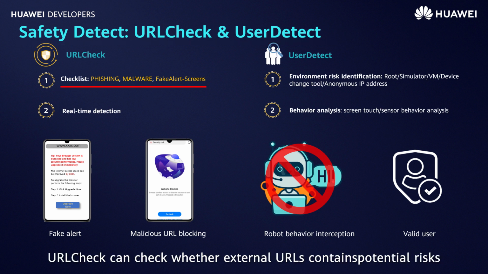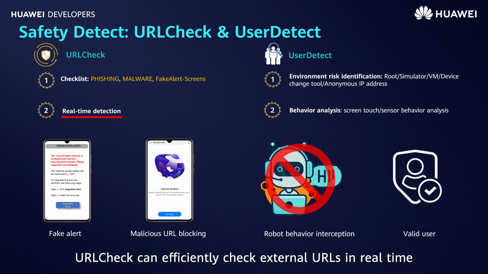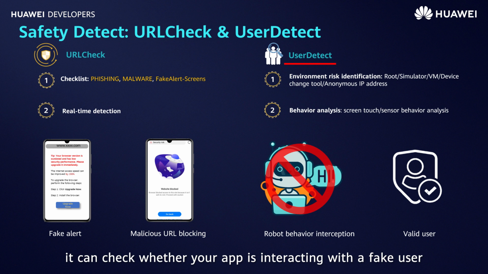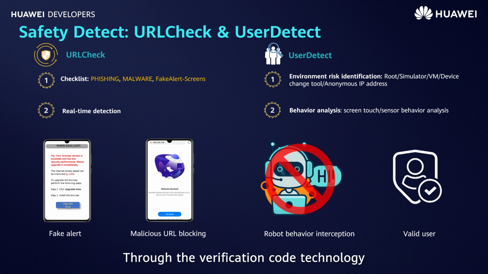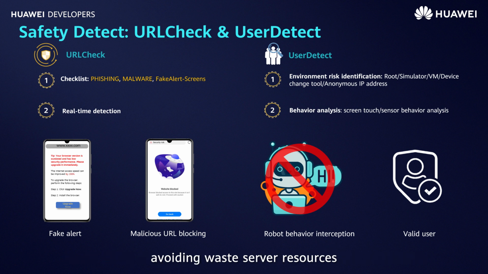URLCheck can check whether external URLs contain potential risks, such as malware threats and phishing threats. In addition, URLCheck can efficiently check external URLs in real time. As for UserDetect, it can check whether your app is interacting with a fake user. Through the verification code technology, it can easily differentiate robots and crawlers from real users, avoiding wasted server resources.